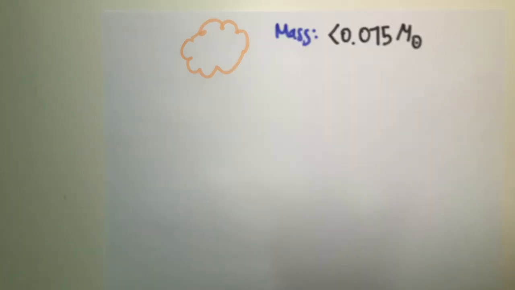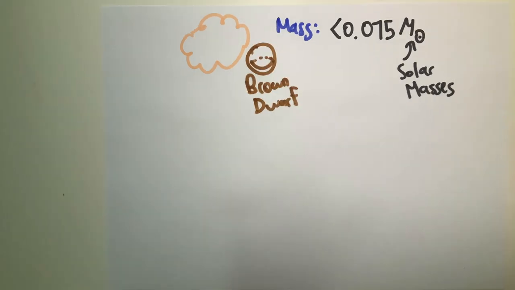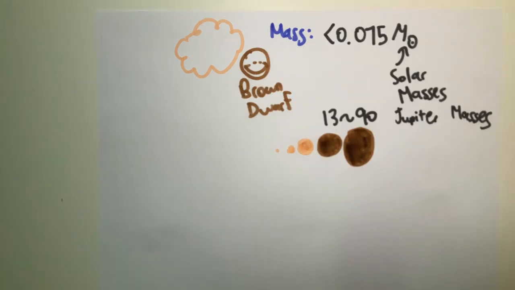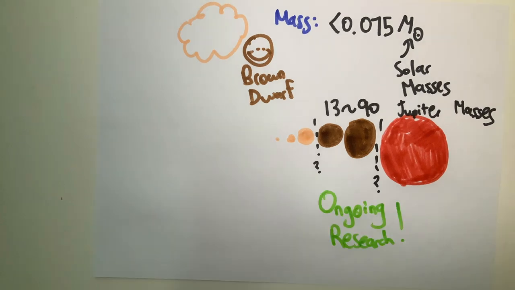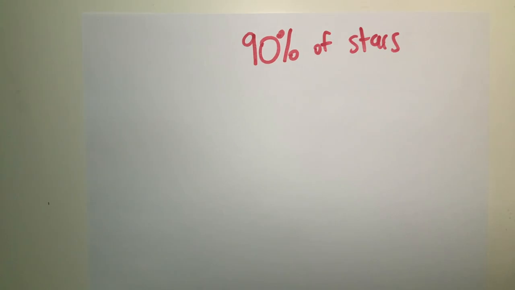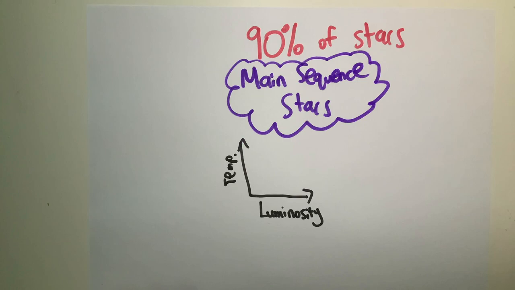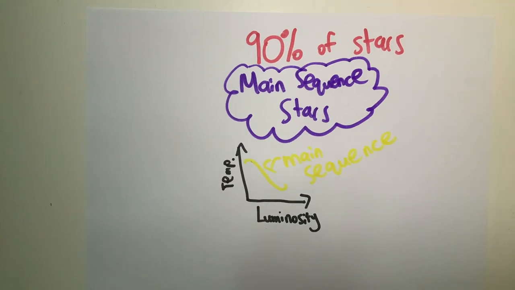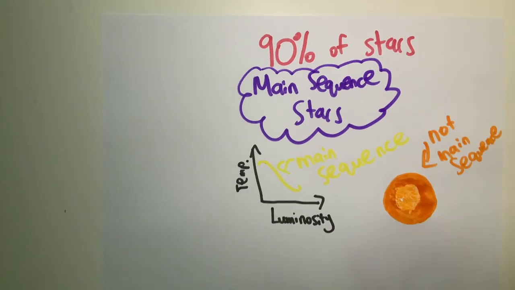If the newly formed celestial object has less than 0.075 solar masses, the object is known as a brown dwarf. Brown dwarfs are a hazy category between giant gas giants and stars, being 13 to 90 times the mass of Jupiter. Research is still ongoing about them. 90% of stars in the universe are classified as main sequence stars, an umbrella category for stars when plotting stars' luminosities and temperatures. Over time, though, stars will evolve into categories outside of the main sequence, depending on factors including their mass and size.